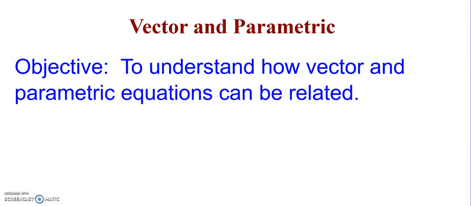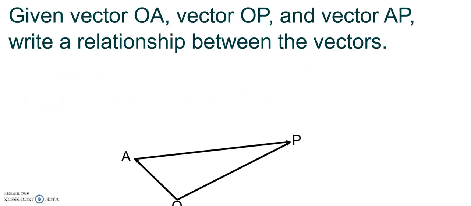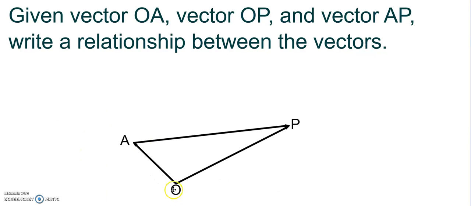All right, now we're going to look at the relationship between vectors and parametric equations, and writing vectors as a set of parametric equations and vice versa. So first, let's recall some vector information. I have this lovely image here: vector OA, vector AP, and vector OP. What's the relationship between them? Well, simple vector addition: OA plus AP equals OP. Okay, that's vector addition.